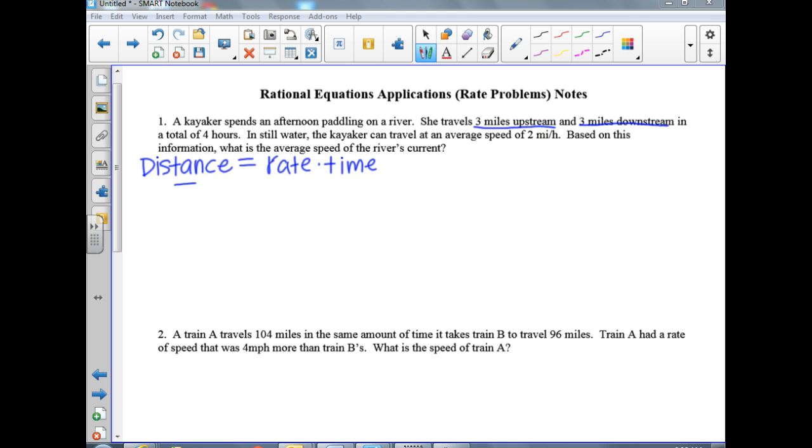So what would time equal here? Or how would you get time by itself? You would divide distance by rate. So time is equal to distance divided by rate.